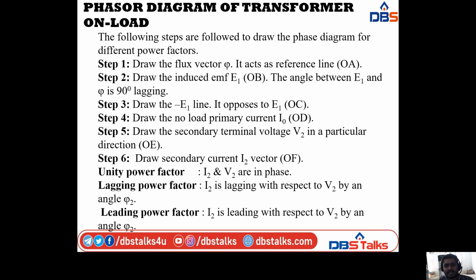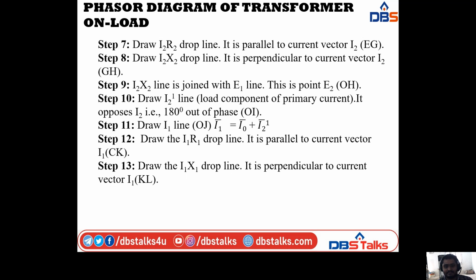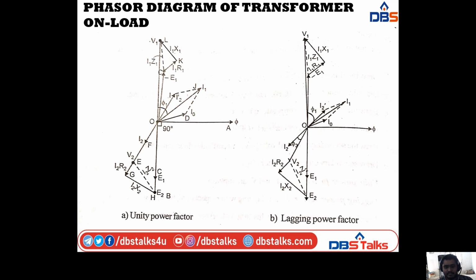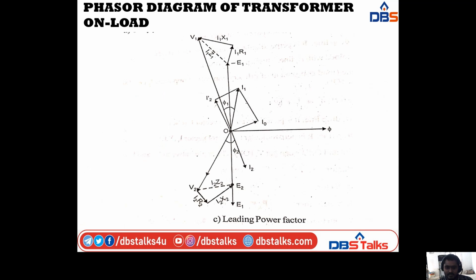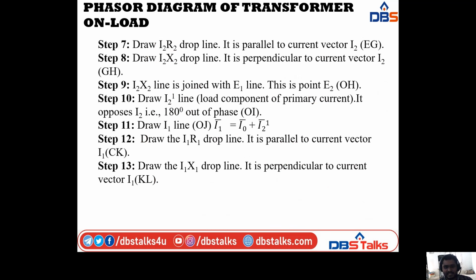So in step 1, I am taking the flux line, that is phi. It acts as the reference phasor, and it is indicated with the points OA. In all three diagrams, the OA line is the flux line. So in the unity power factor, the OA line represents the flux line, in the lagging power factor, the OA line is the flux line phi, and in the leading power factor, the OA line also represents the flux line. That is the first step, taking the flux line as the reference phasor.